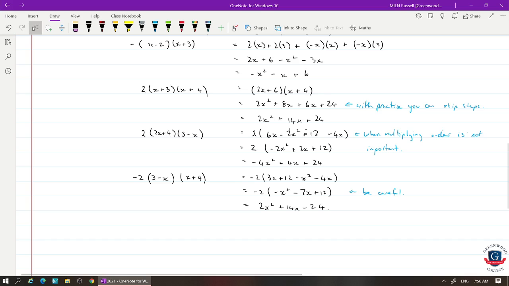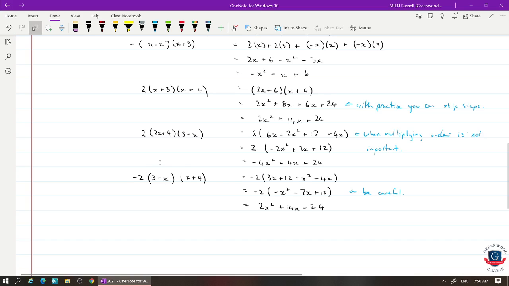Negative 2x squared. 6x take 4x is 2x plus 12. Multiply the 2 through the bracket. Negative 4x squared, positive 4x, positive 24. There it is there. Last one. I'm just going to keep the negative 2 out the front, multiply the rest out.